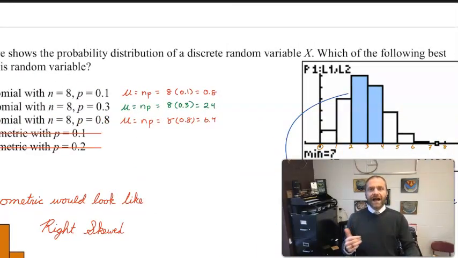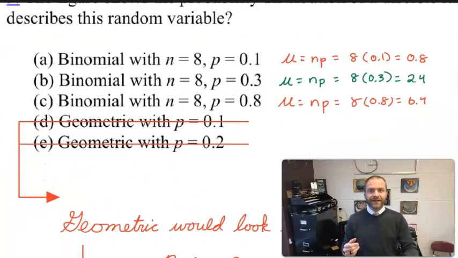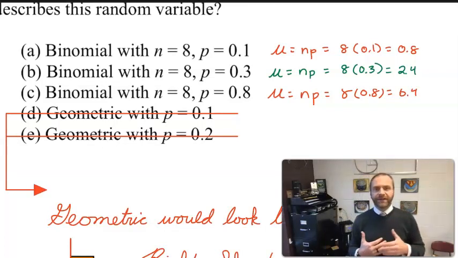So what does that mean? How does that help us? That means I have to actually calculate every single one of my means. I have to calculate each one, which means I'm going to take n times p. So 8 times 0.1 is 0.8.